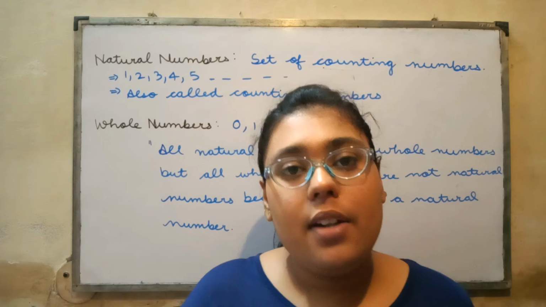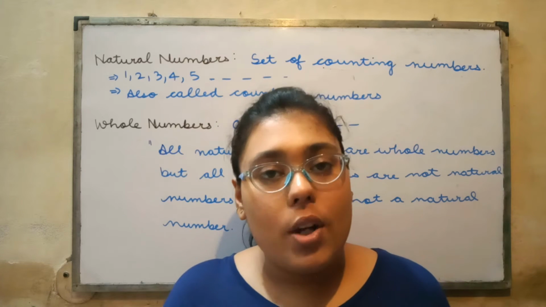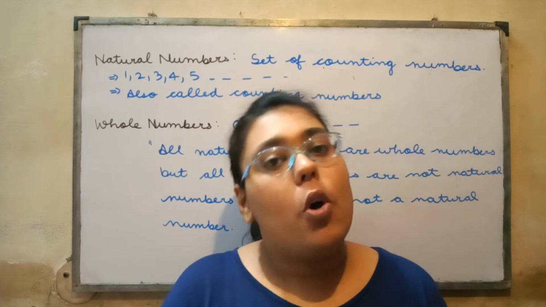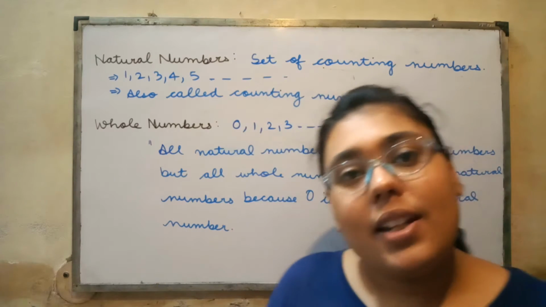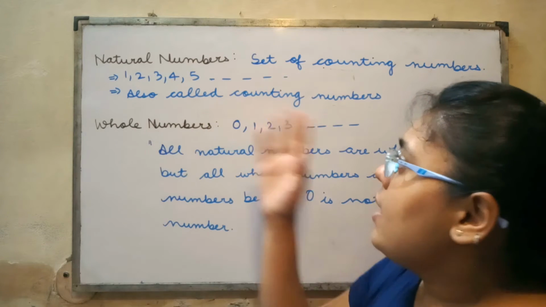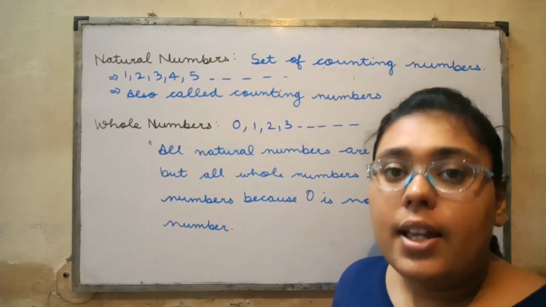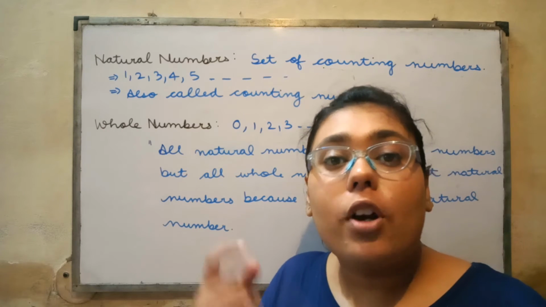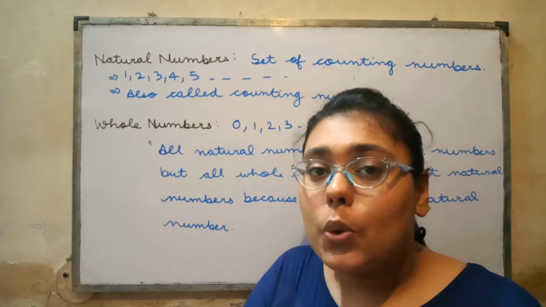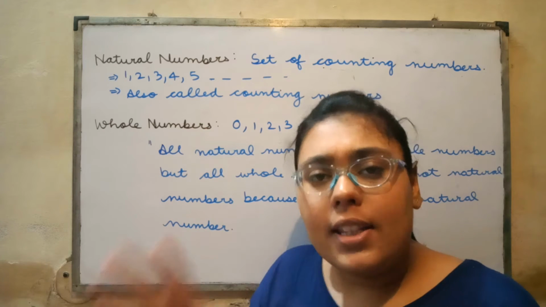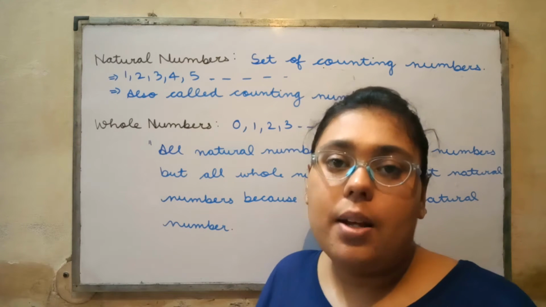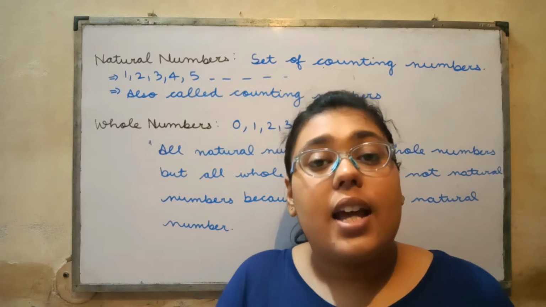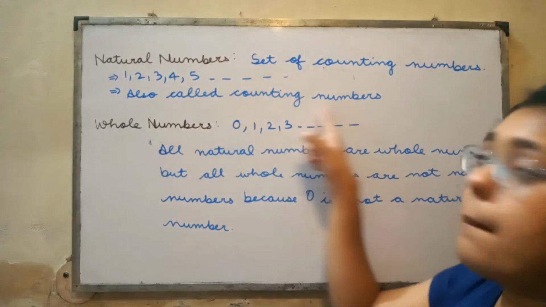Today, we'll understand what are natural numbers, what are whole numbers, and the various operations and properties that can be performed over them. So let's start with the natural numbers. What are natural numbers? A natural number is a set of counting numbers. That means the numbers that are used for counting, like 1, 2, 3, 4. All these numbers are known as natural numbers, and due to the reason that they are being used in counting, they are also known as counting numbers.